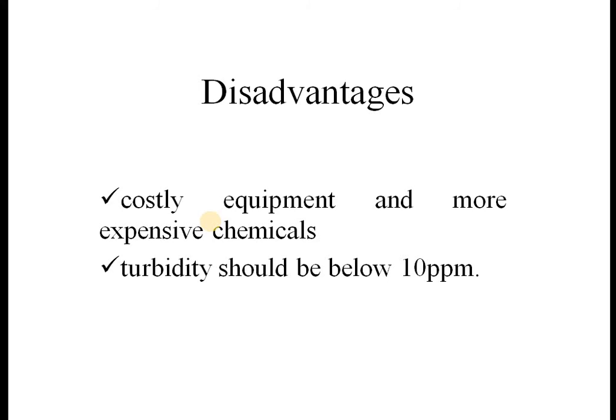But there are some disadvantages in this chromatographic technique. The first disadvantage is costly equipment. This technique is costly, not cheap like TLC and paper chromatography. It needs costly equipment and more expensive chemicals. Turbidity should be below 10 parts per million.